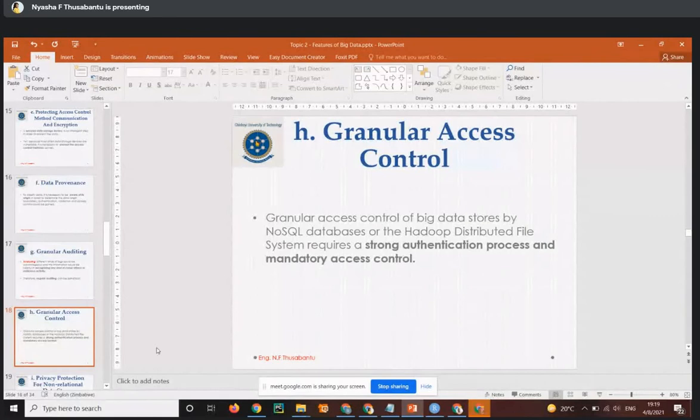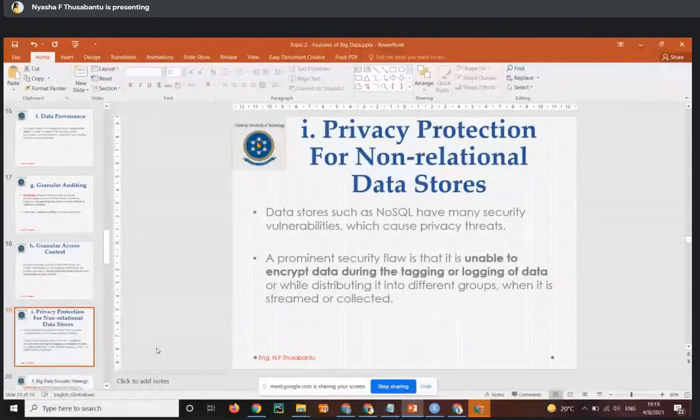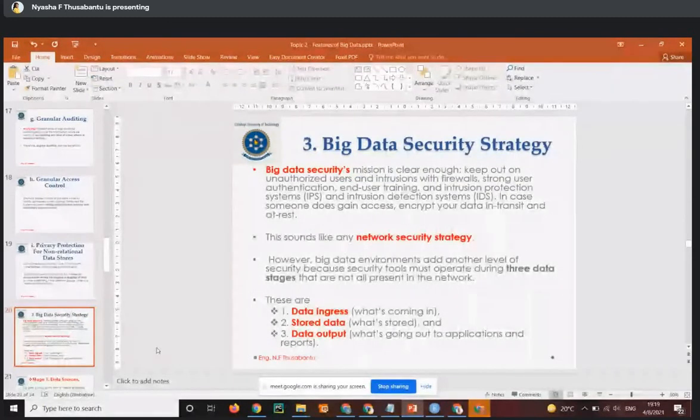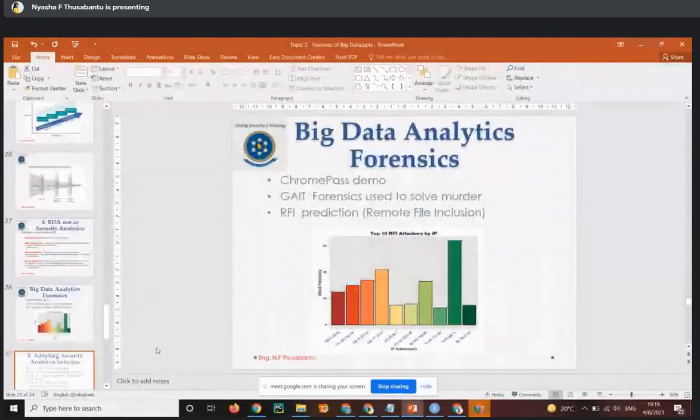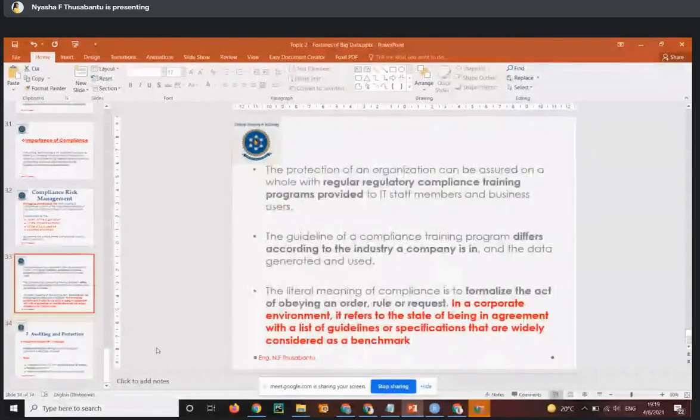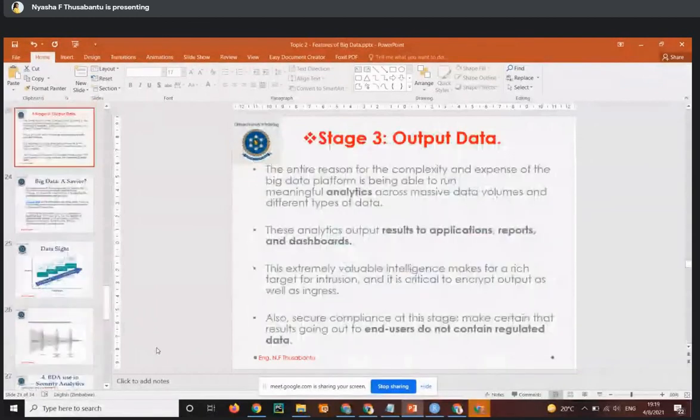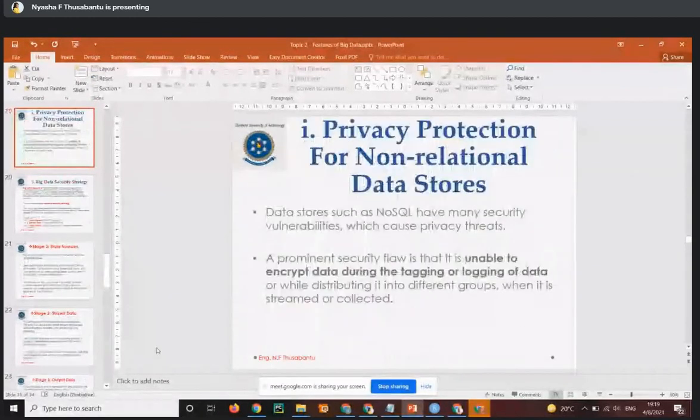Granular access control, privacy protection. This we will cover in the big data security strategy, the data sources output. Okay, we will continue on this tomorrow. I think for today, that is it.